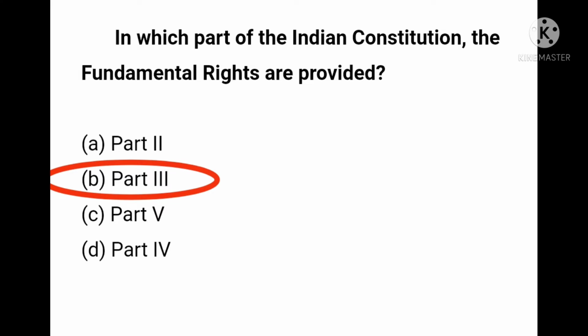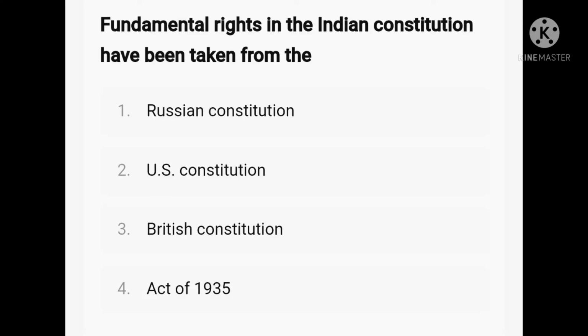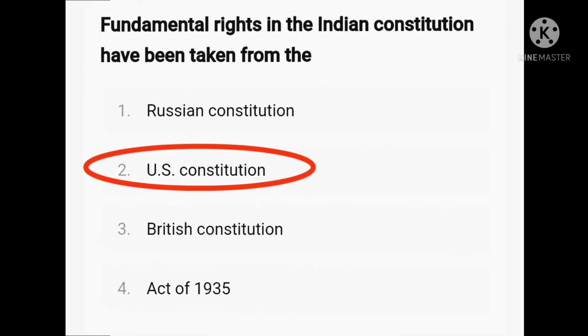Then the next question. Fundamental rights in the Indian Constitution have been taken from option 1, Russian Constitution, option 2, US Constitution, option 3, British Constitution, and option 4, Act of 1935. The right answer is option 2, from the US Constitution.